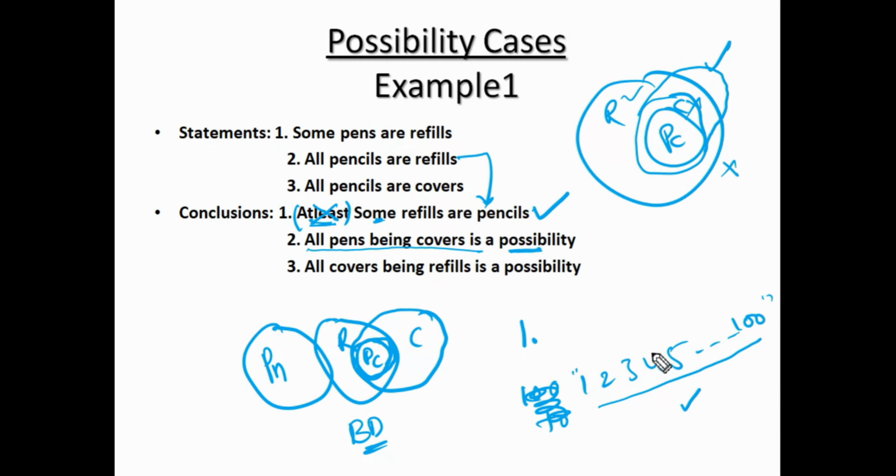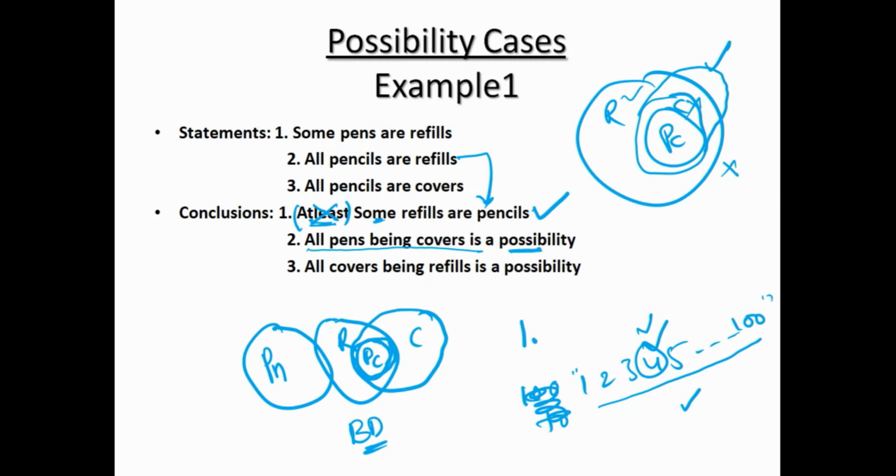In one case it appears, so it's a possibility. Suppose in only one case it appears and all the remaining cases are not suitable for this one. But what he's asking is, is it a possibility or not? Yes, it's a possibility. In one case it is appearing. In that way, all pens being covers is a possibility.